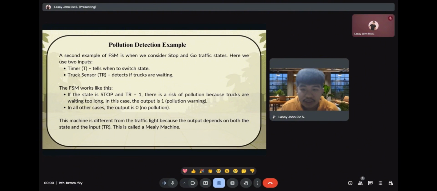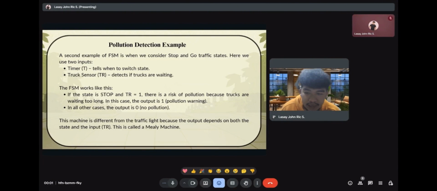So next is the pollution detection example. A second example of a finite state machine is when we consider stop and go traffic states. Here we use two inputs: the timer, which tells when to switch state, and the truck sensor, or TR, which detects if trucks are waiting.